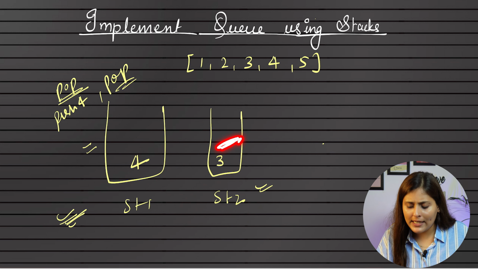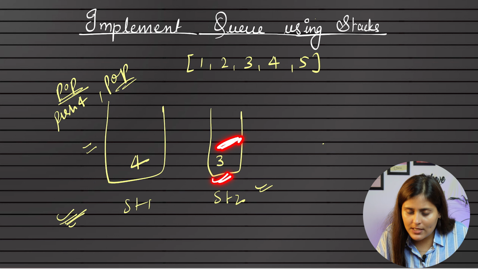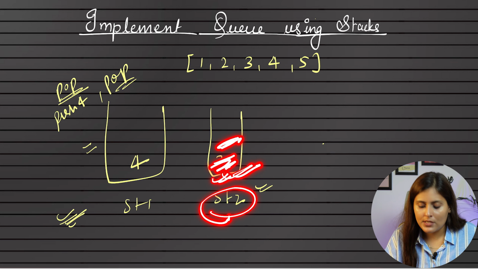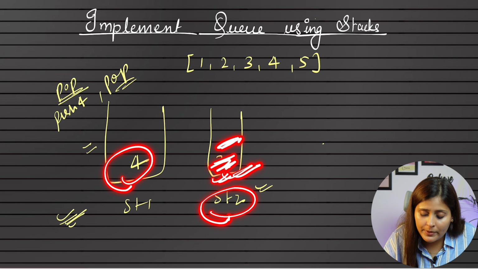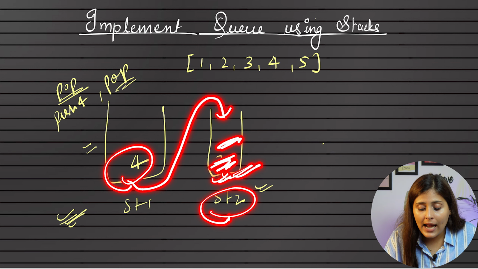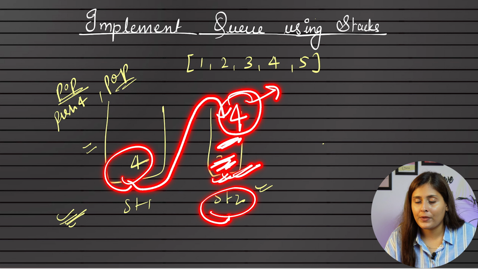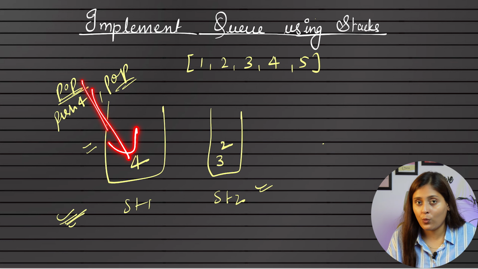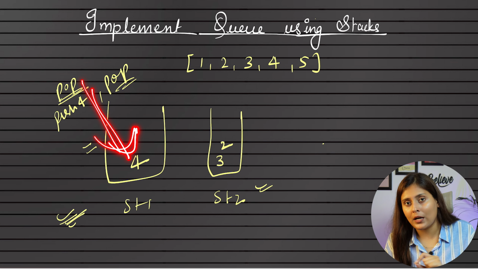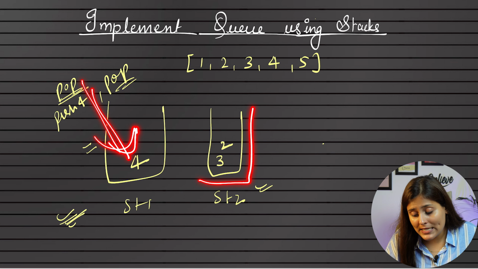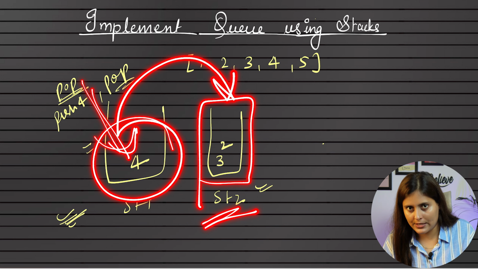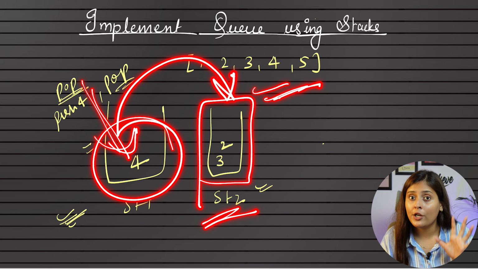Again suppose 4 comes. Anyhow, 3 should be returned, right? Stack 2 is not empty. Return this 3. Now stack 2 is empty. Now pop comes. Definitely 4 should be popped out. So now you will bring this 4 here into stack 2, and now you will pop here. So the thing is, when you are trying to push, you can blindly push in stack 1. Whenever pop comes, you will check if stack 2 is empty, then only bring everything from stack 1 to stack 2 and reverse it. Correct? And then pop will always be done from stack 2.